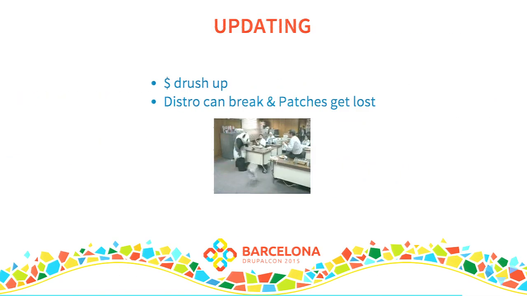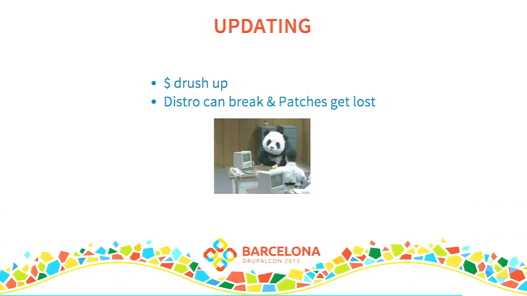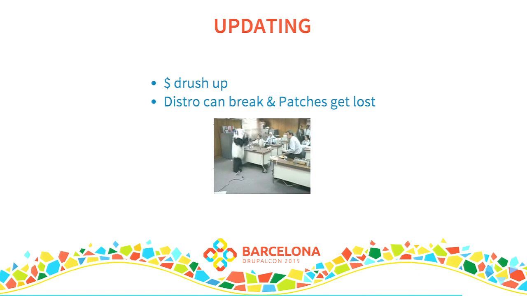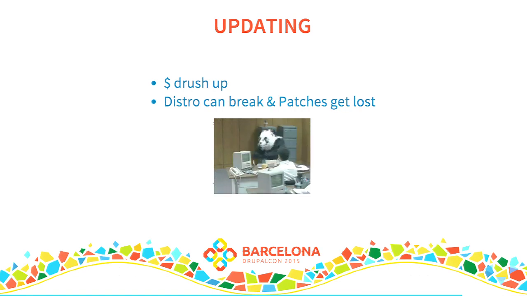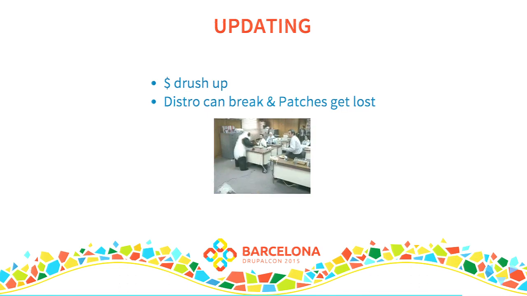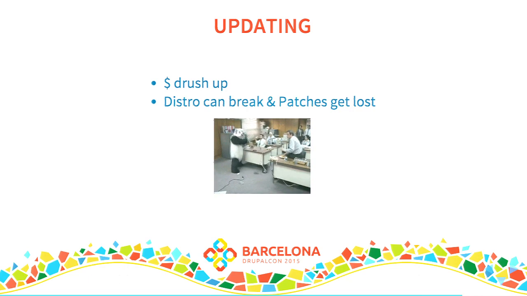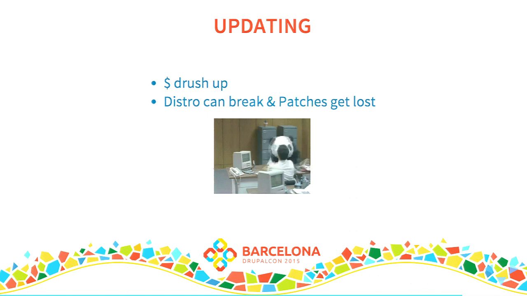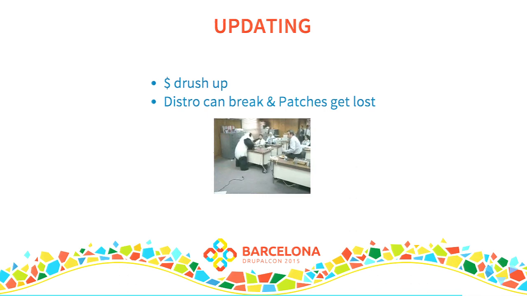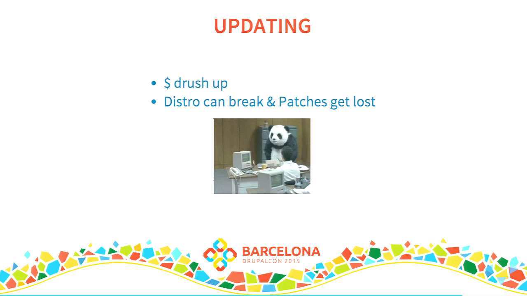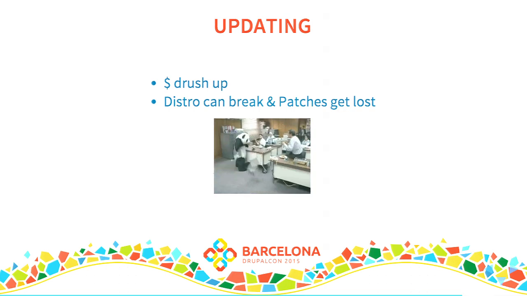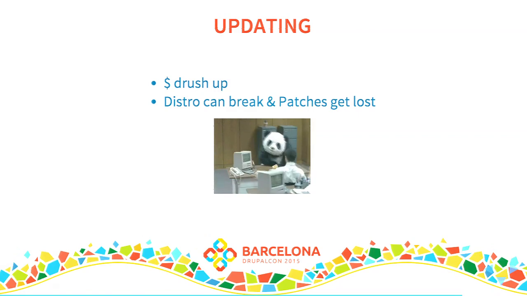Then there's that thing with updating distributions. You can always use Drush Up, and it updates your core, and it updates your contrib modules, but most of the time, distributions also patch modules. They include patches in the makefiles for the modules, and when you just update the module, the patch gets lost, and maybe the distribution completely breaks. And I've seen that happen lots of times, and I see it in the issue queue, that people complain to us, hey, your distribution sucks, I cannot update it. And usually, the biggest issue is that patches get lost on the way.